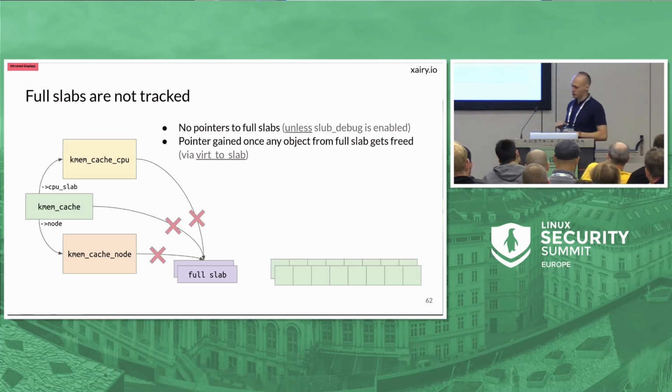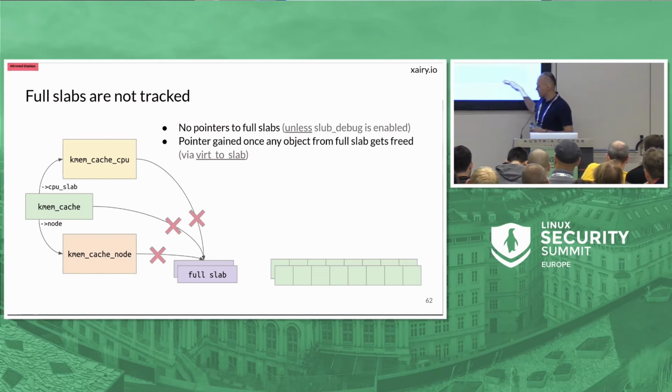So what the code is going to do once you get a pointer to a certain object is just use that virt to slab macro to get the address of the corresponding struct page. And that macro just calculates the address within the array of page structures based on the address of the page.